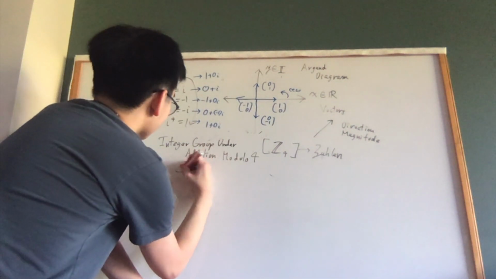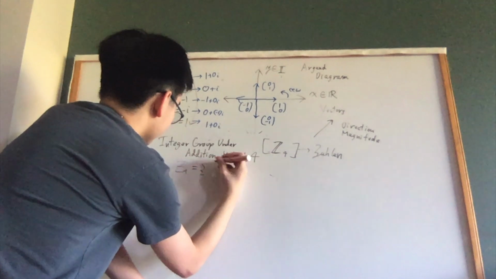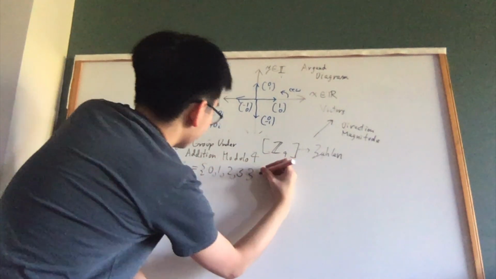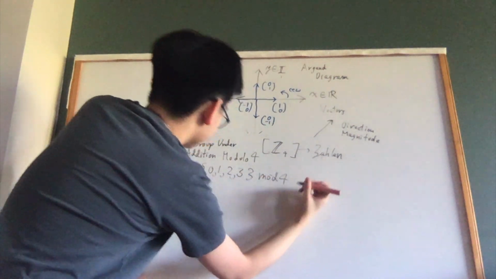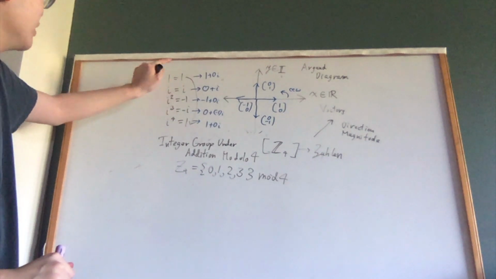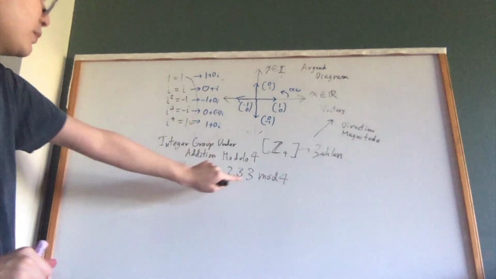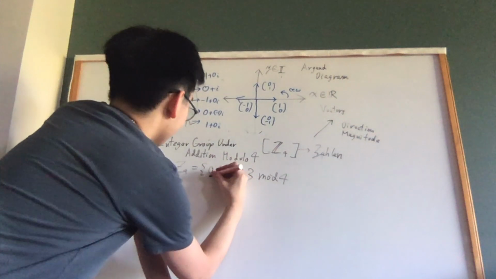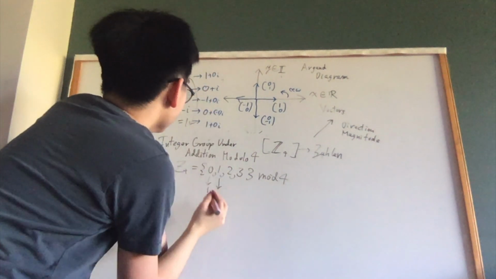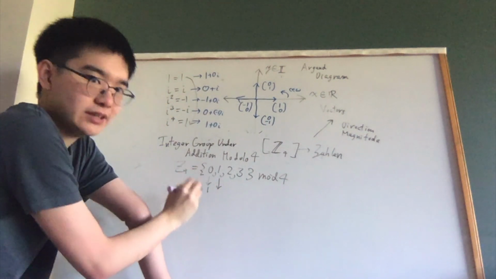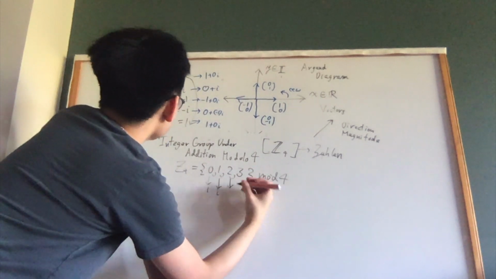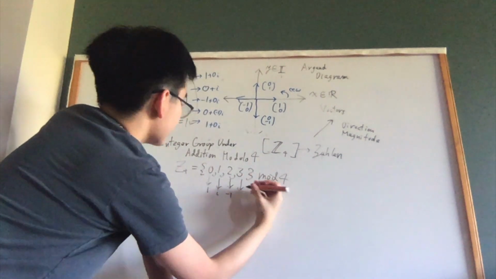But we can denote the elements of this group as the following: 0, 1, 2, 3, mod 4. And each of these, starting from 1 up to negative i, corresponds to these groups. So the 0 equivalence class corresponds to 1, the 1 class corresponds to i, the 2 corresponds to negative 1, and the 3 corresponds to negative i.